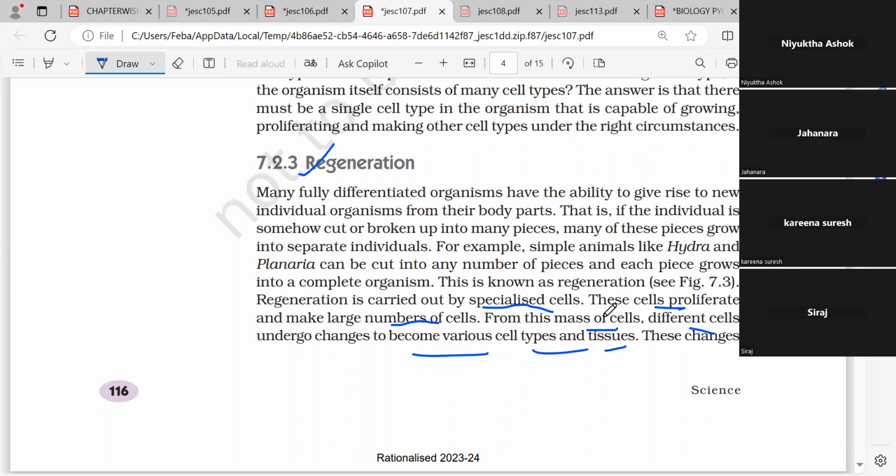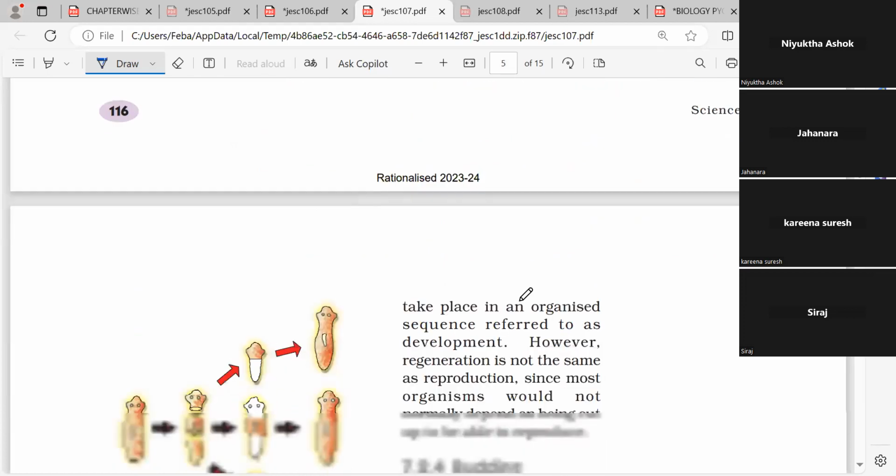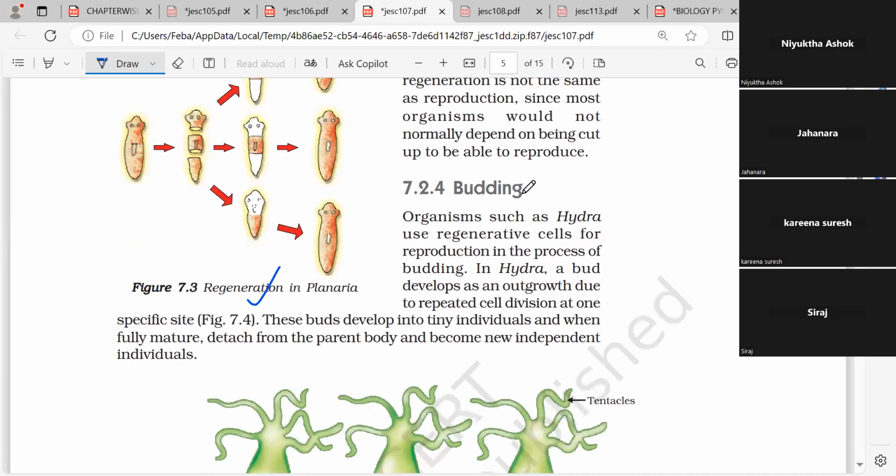Okay, not all organisms are able to regenerate themselves. There should be certain specialized cells, regenerative cells, in the cut portion of the body of that organism. Only if those specialized cells are present will they be able to give rise to all the lost cells. Now the next one is budding. Examples for budding: Hydra and yeast.